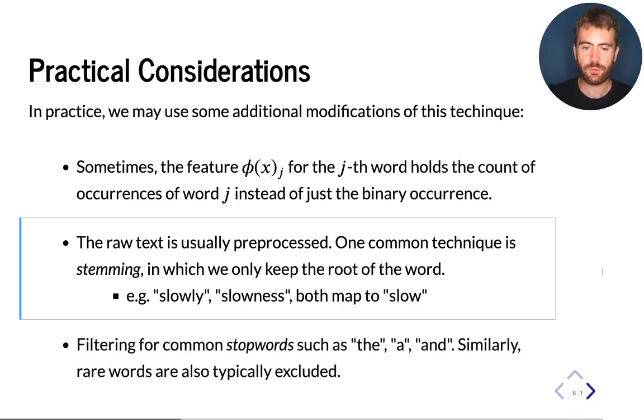And finally, it is also really common to filter stop words such as the, a, and also rare words are often excluded, or we would also apply some kind of post-processing to handle them. So these are important practical considerations, and there are others, but I just want to give you a flavor of what this is.